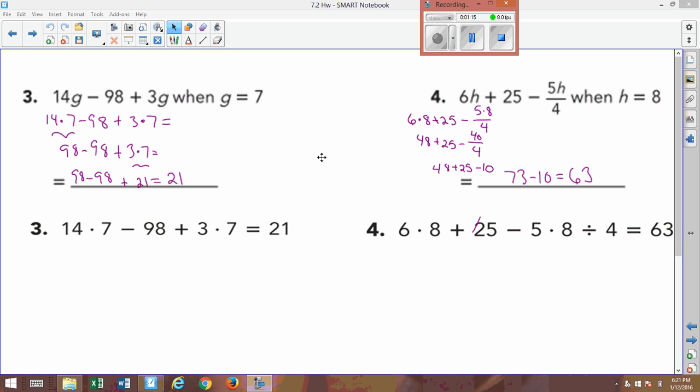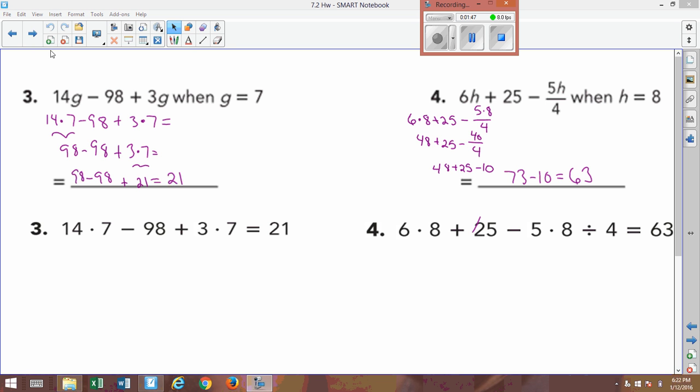Next question, we would substitute in our h values with 8. So I get 6 times 8 plus 25 minus 5 times 8 over 4. So I would do this first. 6 times 8 is 48 plus 25. And I also did this one. 5 times 8 is 40 over 4. We then do 48 plus 25. And we do 40 over 4 is just going to be 10. Then 48 plus 25 is 73 minus 10 comes out to 63.